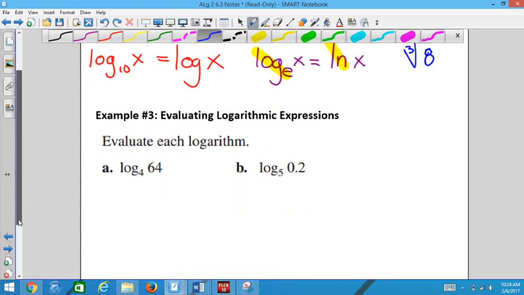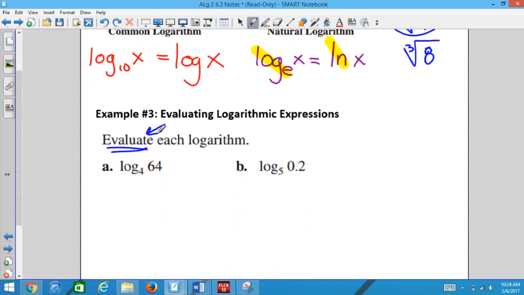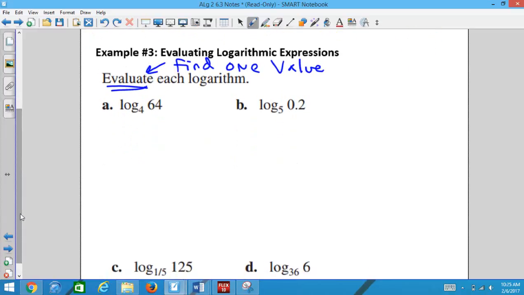So when we go to evaluate, it means find one value. So it's like a number. Find the value. And we're going to do log base 4 of 64. Why do you guys have your calculator? Find a new spot. I found it. Oh, yeah. So you're going to have to do this by hand. And you're going to have to prove to me why the answer is 3.